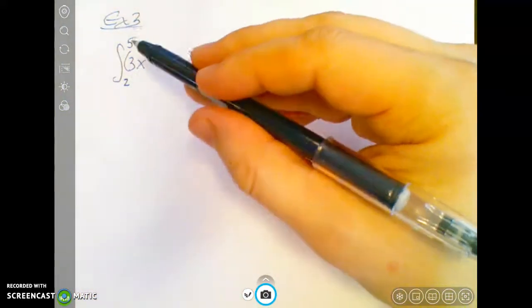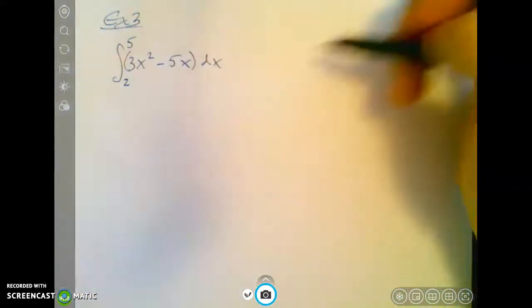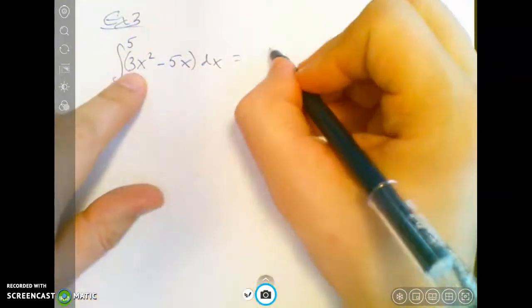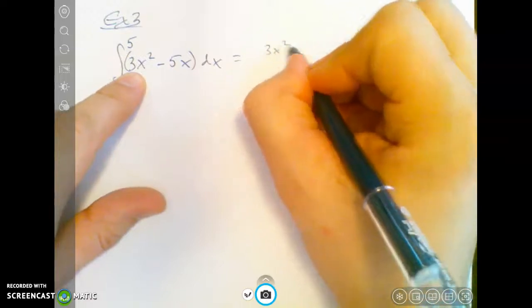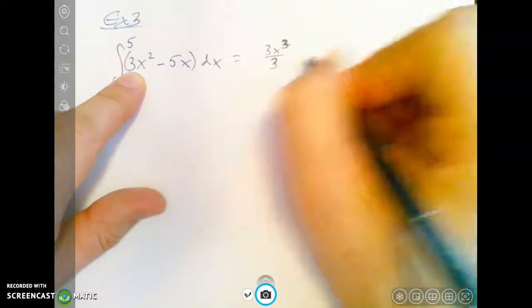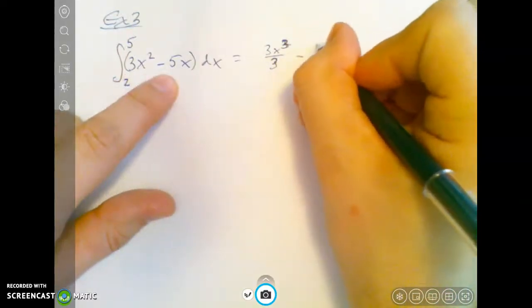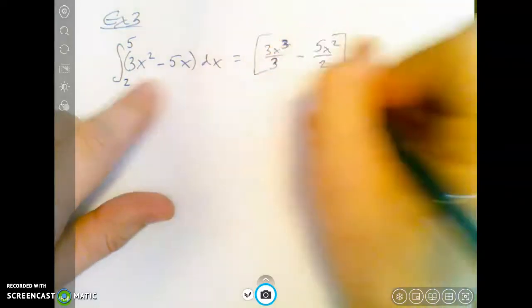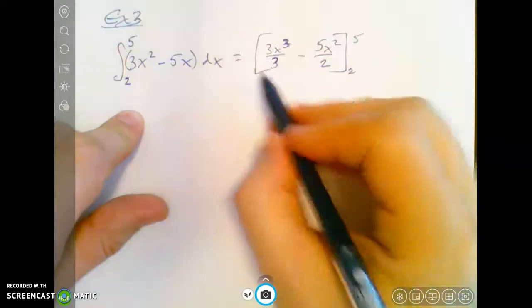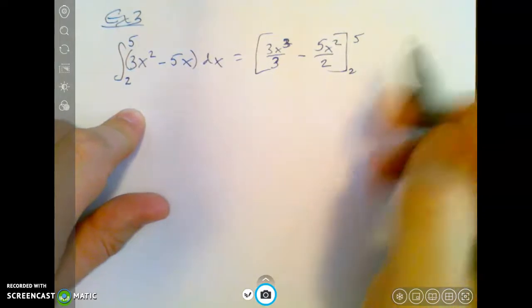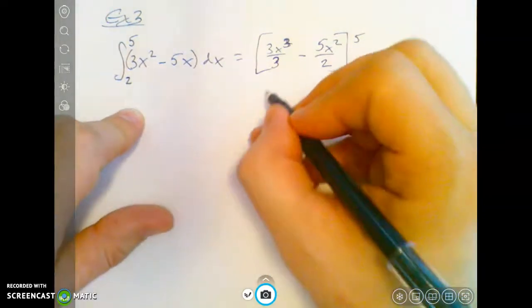Alright, so this example, let's do the integral from 2 to 5 of 3x squared minus 5x dx. So to do this, I just do my antiderivative rule, which is to take 3x squared over, I raise the power up 1, over the new exponent minus 5x squared over its new exponent. And this is evaluated from 2 to 5. Notice I put brackets around it. There's another way to write this too, with like a straight line down that you may see. I'll do the next one with that notation.